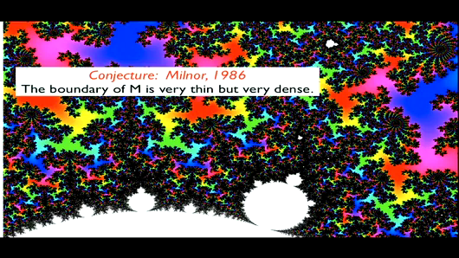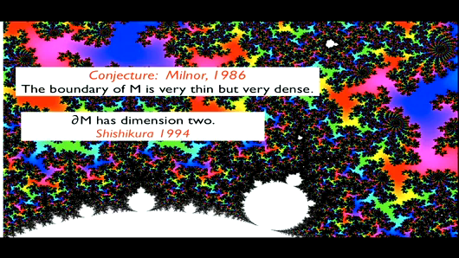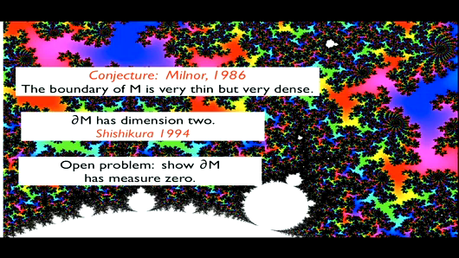One conjecture that has been verified in only a few cases is that the boundary of the Mandelbrot set is very thin, meaning it's very unlikely to land in this black part, but it's also very dense. That is, it's coming close to most of the points in this blown up picture. And just to give you an idea of some of the progress, I haven't even formulated this precisely, but there are precise formulations, some of which are supported by the following results. Shishikura proved that the boundary of the Mandelbrot set is a two-dimensional object. On the other hand, it's still an open problem to show the boundary has measure 0.